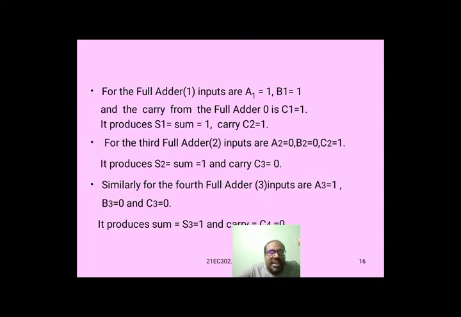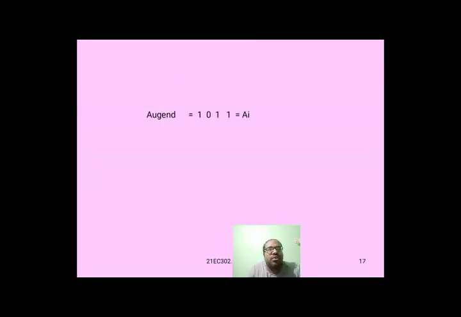For the third full adder, full adder 2, inputs are A2 equal to 0 and B2 equal to 0 and C2 equal to 1. It produces sum S2 equal to 1 and carry C3 equal to 0. Similarly, for the fourth full adder, the 3 inputs are A3 equal to 1, B3 equal to 0, C3 equal to 0. It produces sum S3 equal to 1 and carry C4 equal to 0. That is equal to S4 equal to 1.